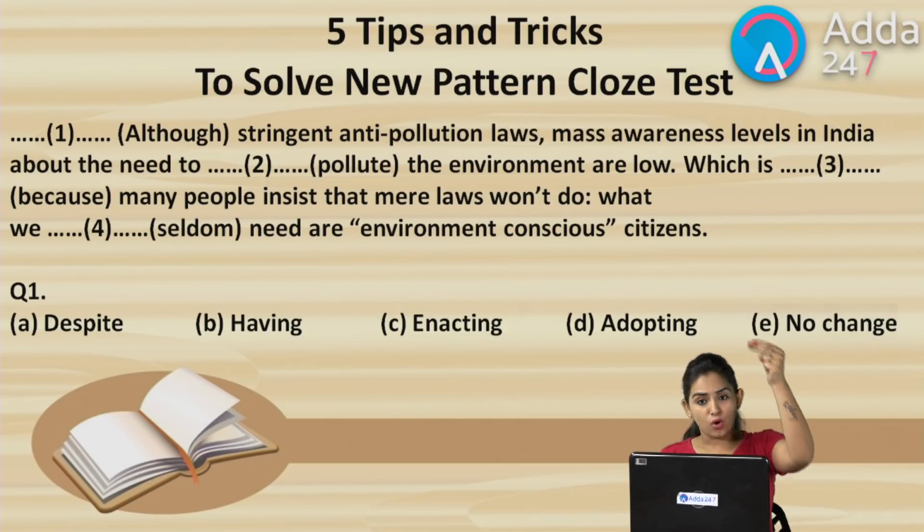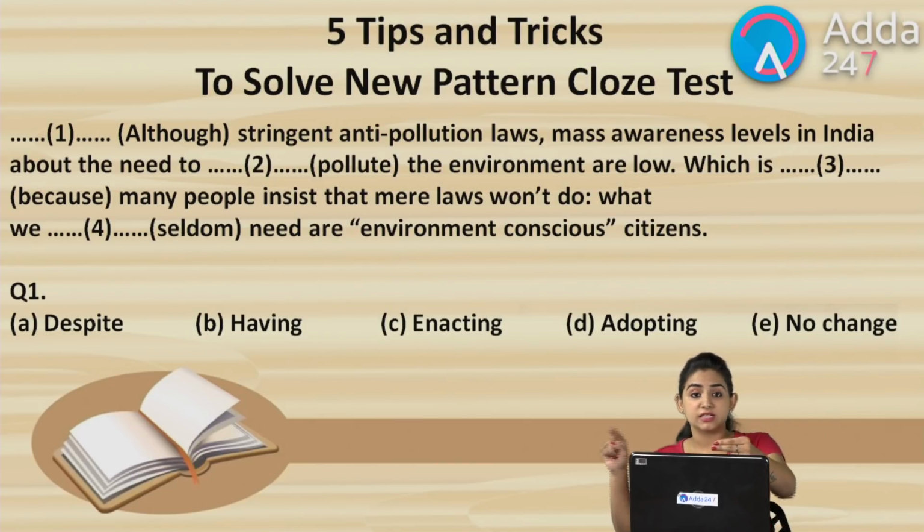When I say "although we have this," then you need a word that is "yet," but it is not given over here, and for that reason we cannot write "although." What we can write is despite, having, enacting, adopting, or no change. No change cannot be the answer, but we have 2 contradictory sentences.